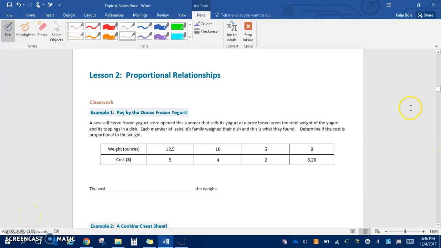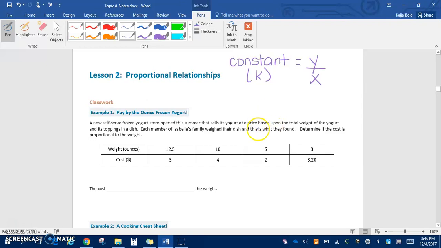Okay, here we are in lesson 2, proportional relationships. Before we get started, there's two things that I need you to write up at the top. In this lesson, we're going to start looking for what's called the constant, which is represented by the letter K. To find the constant, you are always going to do y over x. Make sure you have that written down.